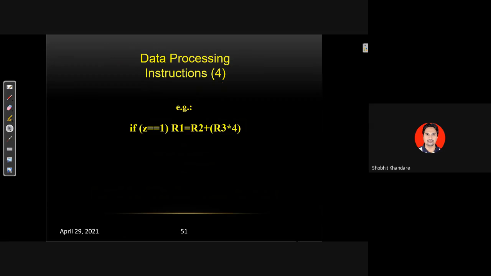All of you pay attention, this is important, and try to understand now. What is written here? If Z is equal to 1, then perform this operation. So how many registers are you using here? You are using R1, R2, R3. I want everyone to have a keen observation on this.